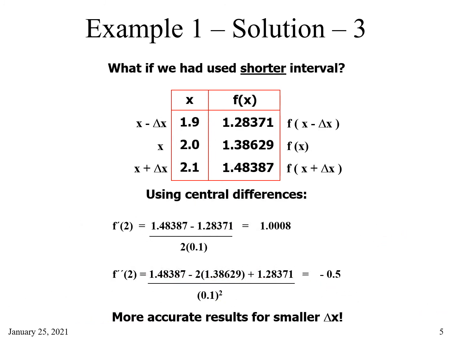And now, what if we use a smaller interval? Because the other interval was 1, right? Now the interval is 0.1. So you're going to see the effect of truncation error, how truncation error changes as delta x changes. You recall that truncation error was order delta x for the forward and backward first order differences, and for central it was delta x squared, right?